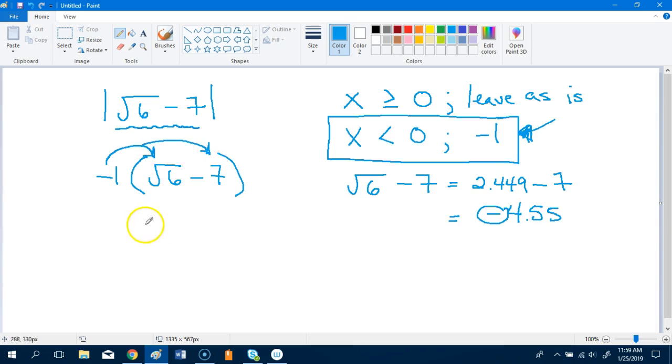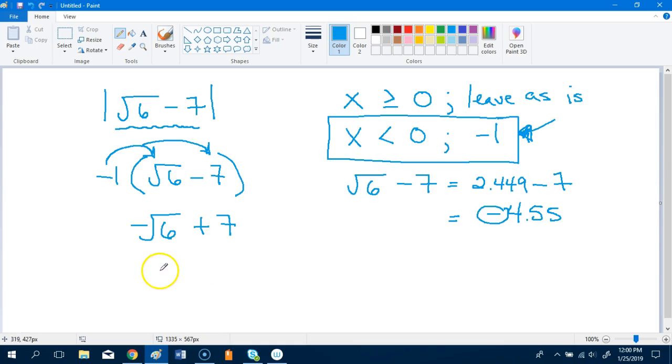So -1 times the square root of 6 is negative square root of 6, and -1 times -7 changes that to a positive. Now, in terms of your final answer, there is a math grammar rule that you need to follow. This is not the appropriate way to write the expression because we don't like to start the expression out with a negative square root of 6. This is technically correct, but not written in true mathematical form.